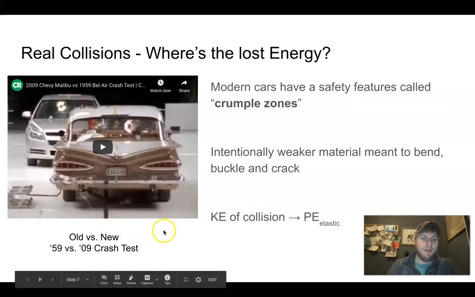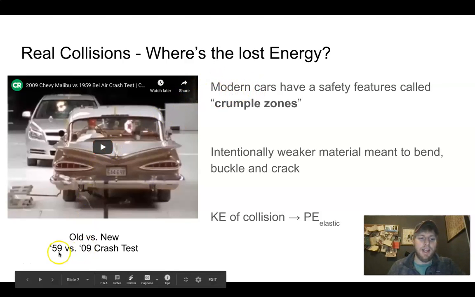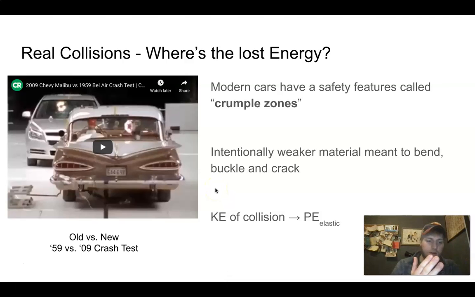So I'm just going to play the first bit of this video, these two cars crashing. We may discuss this more during class time. This is a crash between a 1959 Chevy Bel Air and a 2009 Chevy Malibu. The big difference between those is a number of safety features which are enumerated in this video. Perhaps the biggest one that we want to focus on here is the idea of crumple zones. Crumple zones are an intentionally weaker material that's meant to bend, crack, and buckle. And we'll see why it is meant to do that in a moment.